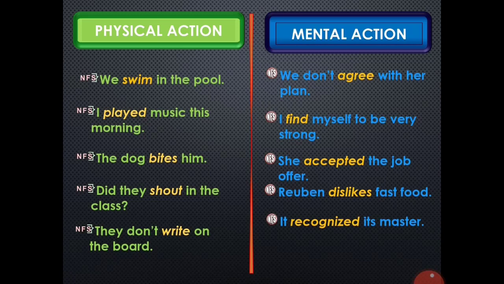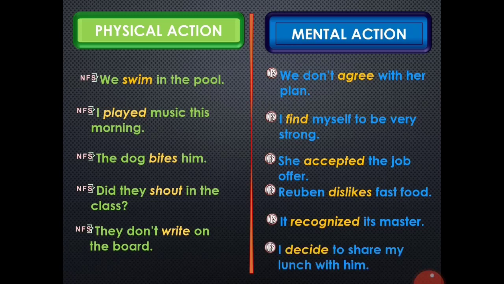It recognized its master. Here we say it. So whenever we say it, it's not a human being anymore. So it might be a dog here. A dog will always know its master, even from a long distance. Dogs are very, very clever. So it recognized its master means it knows its master.